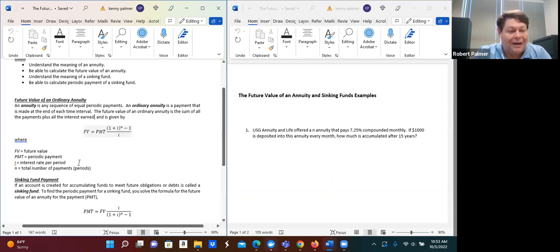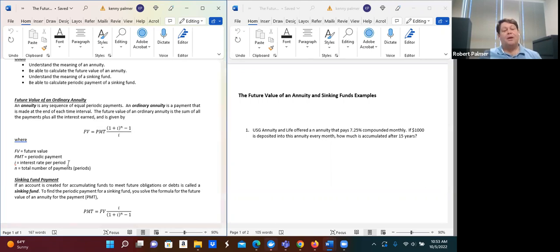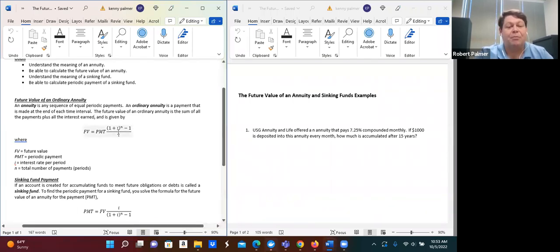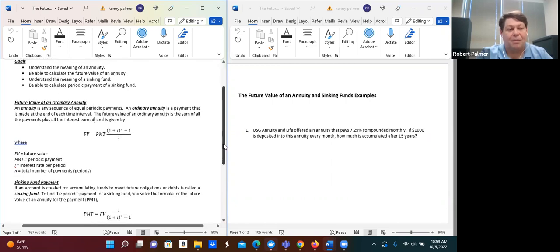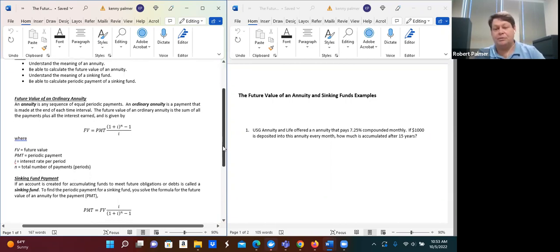Then I is your interest rate per period. This is the same as used in the compound interest formula. Basically, it's your annual interest rate as a decimal, divided by the number of compounding periods per year. And then N is the total number of payments, so the years times the number of payments per year. That's the formula. So let's do an example over on the right. Let's see how this works.